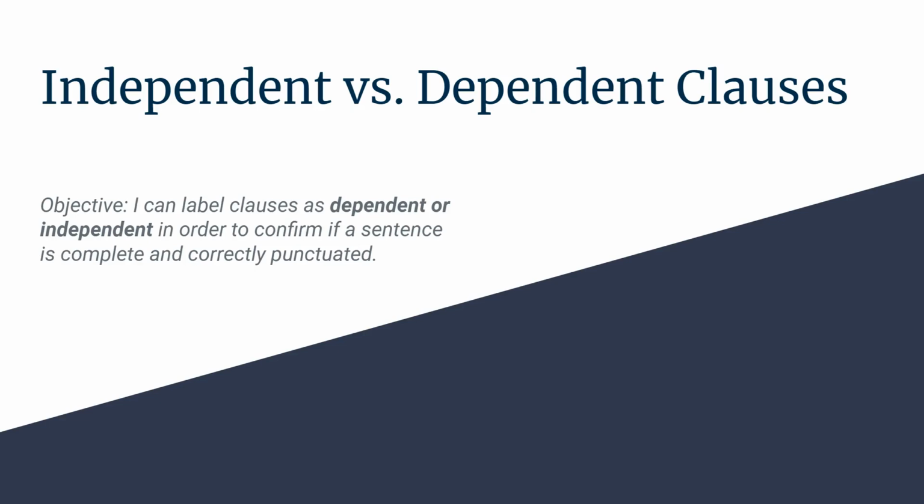Today we're talking about independent versus dependent clauses, specifically your ability to recognize them. Our objective is that you need to be able to label a clause as dependent or independent kind of instantly when you see it, in order to confirm if a sentence is complete or not, and if it's correctly punctuated or not.